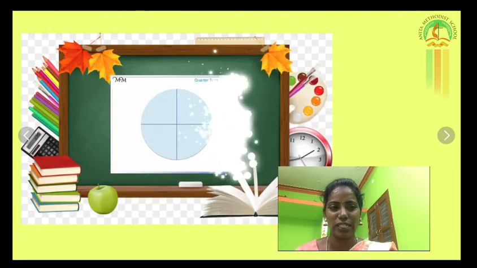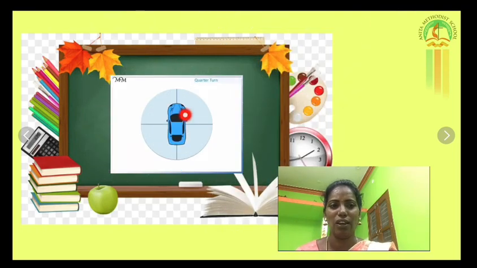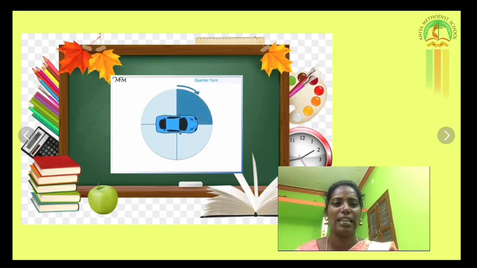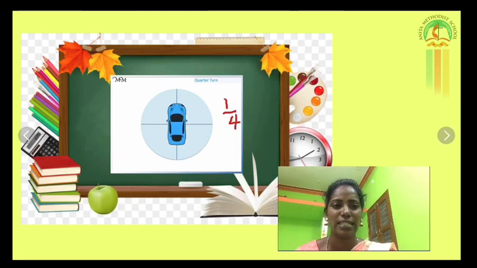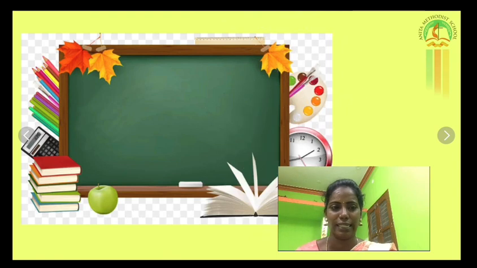Now we are going to see the turns. Firstly, we are going to see the 1 by 4th turn. Let's look at the car when it is in the center of the circle. It turns 1 by 4. The car is the same shape. It is just turning a 1 by 4th turn from your right side.